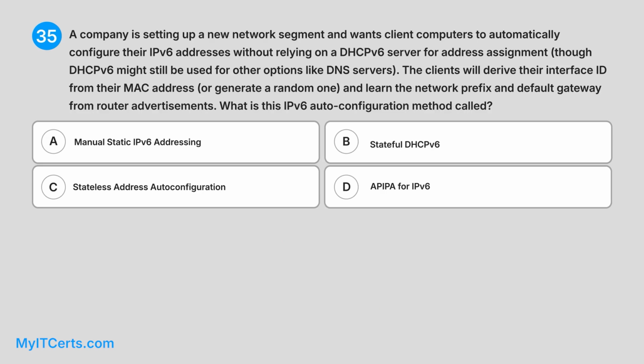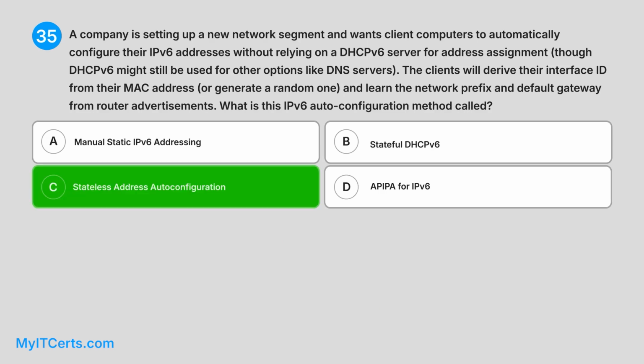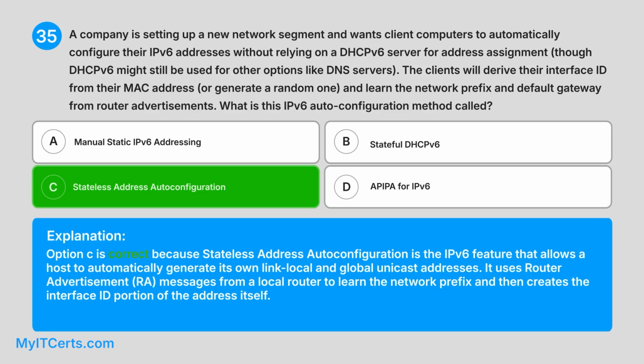Correct answer: C. Stateless address auto-configuration. Explanation: Option C is correct because stateless address auto-configuration is the IPv6 feature that allows a host to automatically generate its own link-local and global unicast addresses. It uses router advertisement, RA, messages from a local router to learn the network prefix, and then creates the interface ID portion of the address itself.